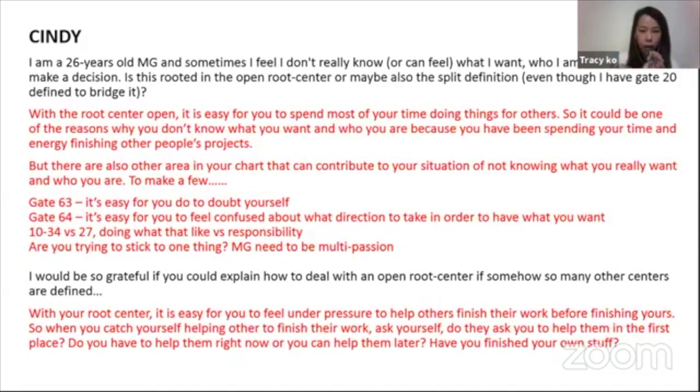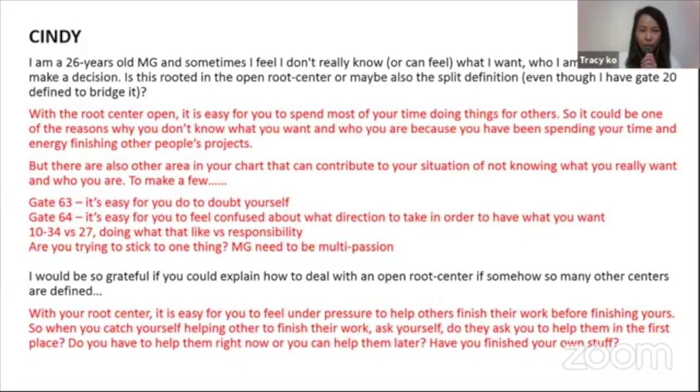And there are other indicators, but I'm going to say one more indicator that might contribute to your current situation of not knowing what you want. Being an MG, you are by design multi-passion. So I'm wondering, are you trying to stick to just one thing? If you have a belief that you need to find the one thing, and if you don't find the one thing, it means that you don't know what you want. Because being an MG by design, you're not meant to stick to one thing.